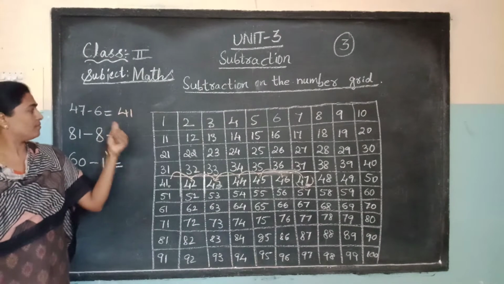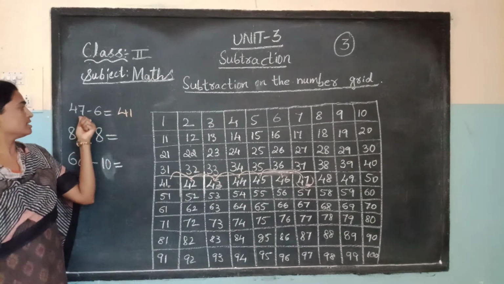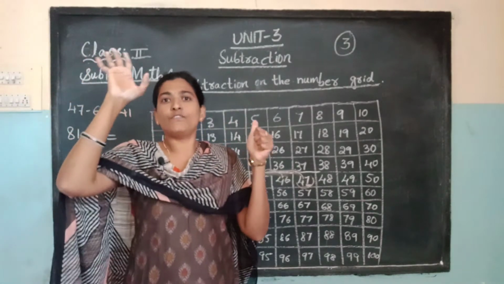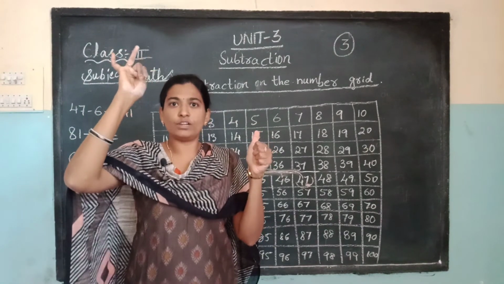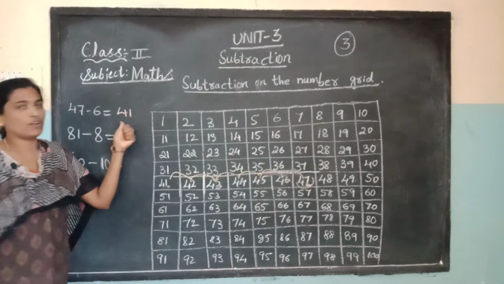To check the answer, you have to count the previous numbers. Keep 47 in the mind, and 6 on your fingers. 47, before it 46, 45, 44, 43, 42, 41. You got the answer 41.